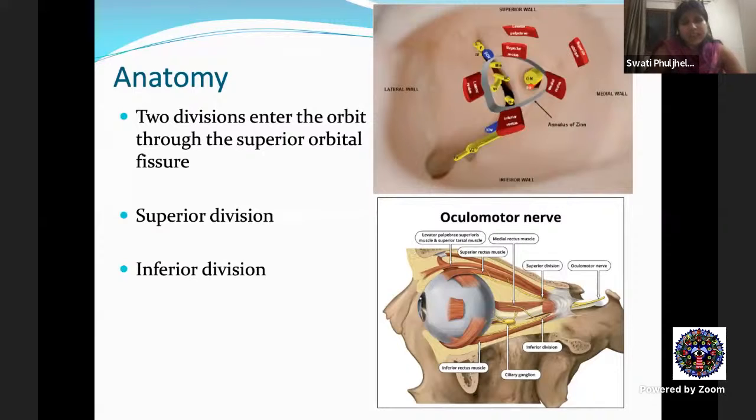From the cavernous sinus, it then enters the orbit through the superior orbital fissure as two divisions, superior division and inferior division. As we all know, the superior division supplies LPS and superior rectus, while the inferior division supplies the rest of the muscles, including the pupillary fibers.